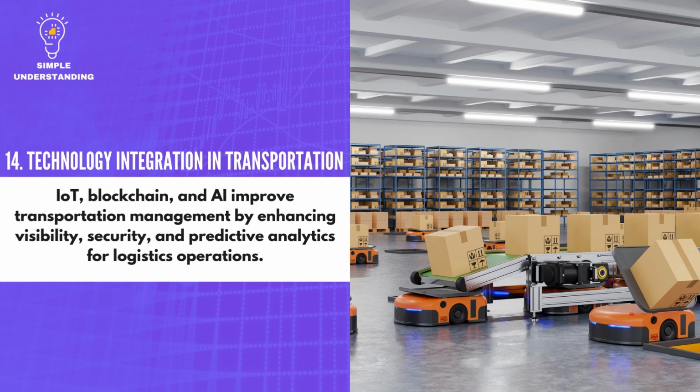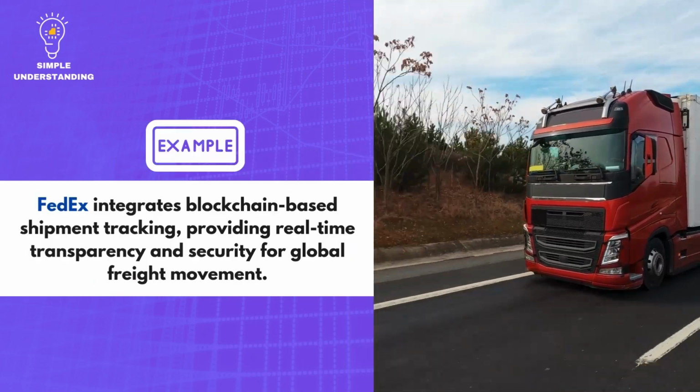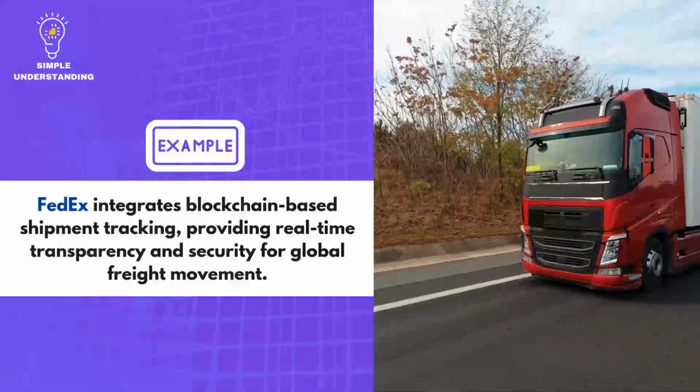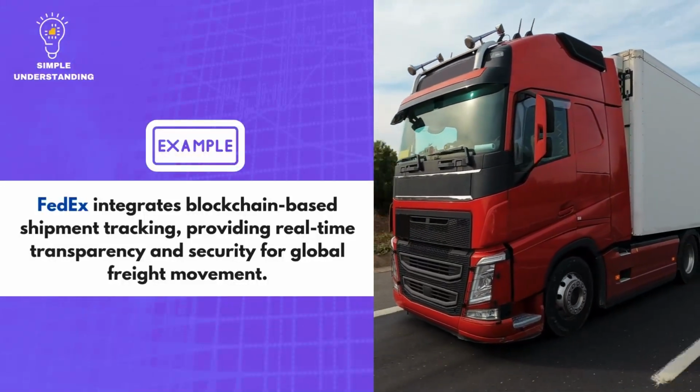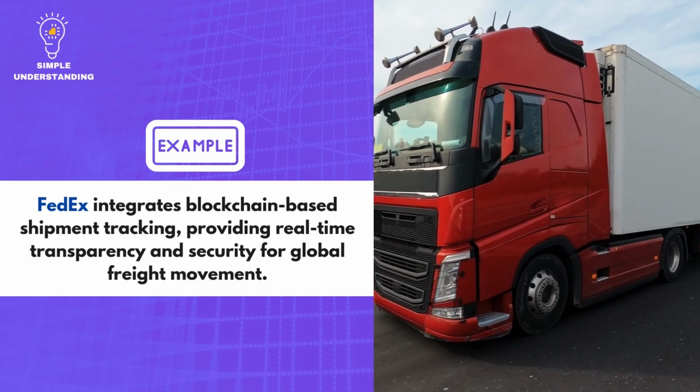14. Technology integration in transportation. Explanation. IoT, blockchain, and AI improve transportation management by enhancing visibility, security, and predictive analytics for logistics operations. Real company example. FedEx integrates blockchain-based shipment tracking, providing real-time transparency and security for global freight movement.